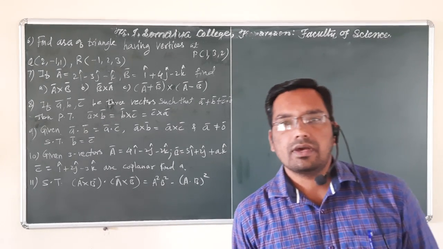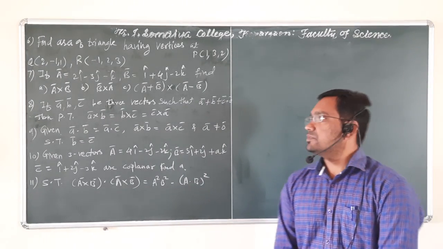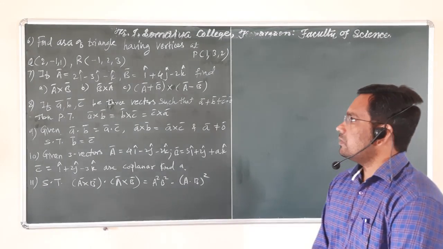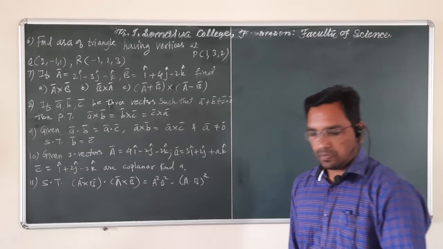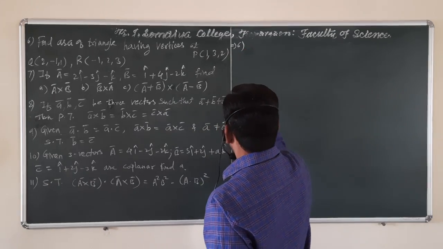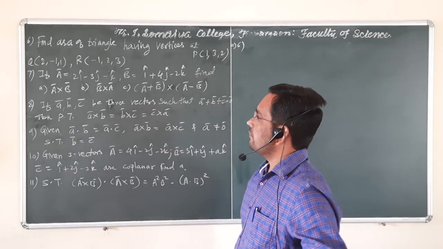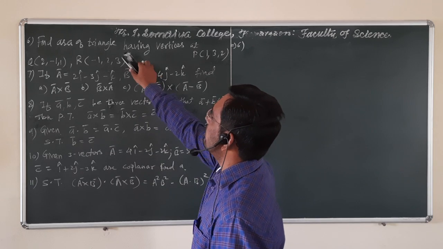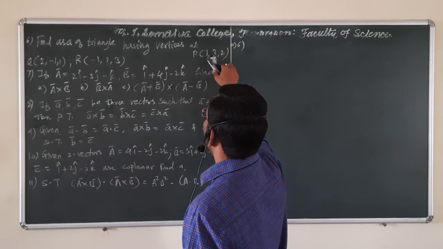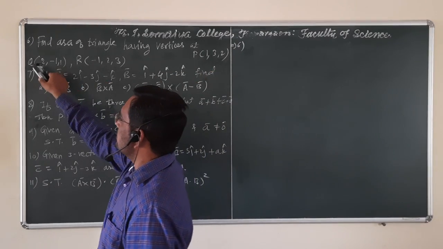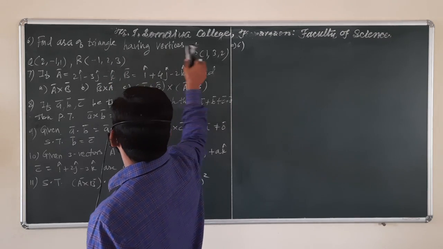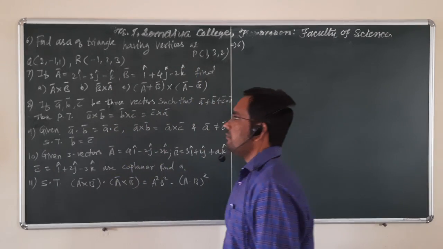Now we are going to solve the remaining problems of chapter number 3, which is vector algebra and analysis. Now, problem number 6. Problem number 6 is: find the area of the triangle having vertices at P, which is (1, 3, 2), Q, which is (2, -1, 1), and R, which is (-1, 2, 3). So we have to find the triangle which is formed by these three vertices.